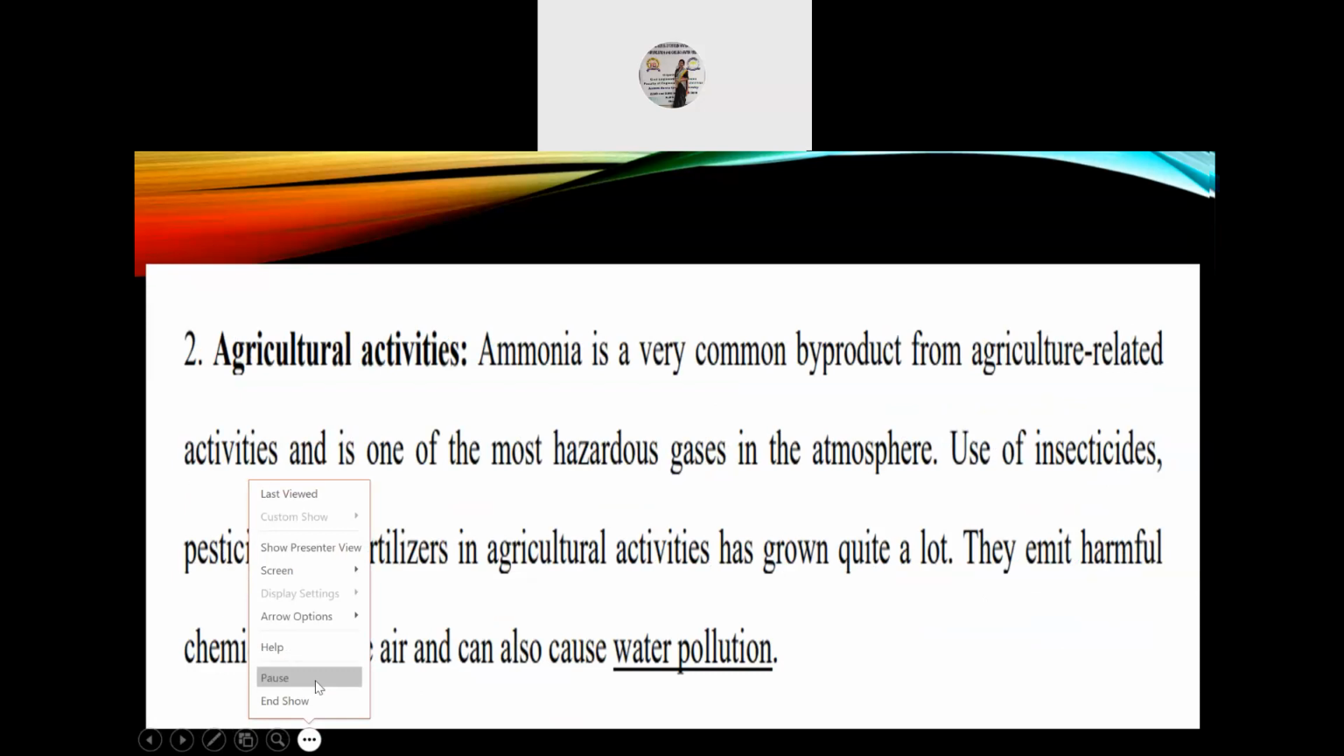Number two, agricultural activities. Ammonia is a very common byproduct from agriculture related activities, and it is one of the most hazardous gases in the atmosphere. The use of insecticides, pesticides and fertilizers in agricultural activities has grown quite a lot. So they emit harmful chemicals into the air and can also cause water pollution.